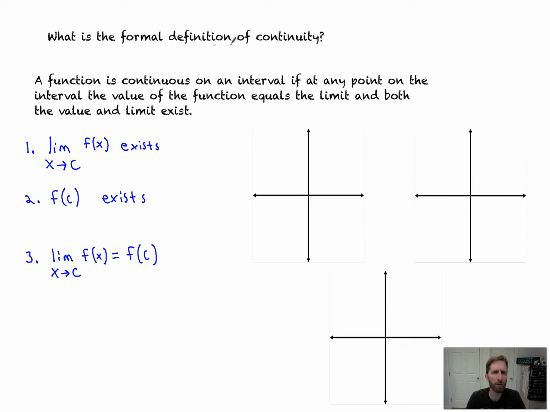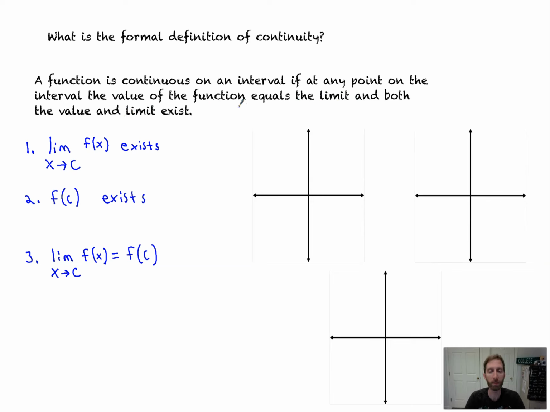So, what is the formal definition of continuity? Well, we already went over informal, which means that there can't be any holes, jumps, or gaps, what we just went over on the last page, meaning we need to be able to draw a curve without picking up our pen or pencil. So a function in words is continuous on an interval if at any point on the interval, the value of the function equals the limit and both the value and limit exist.